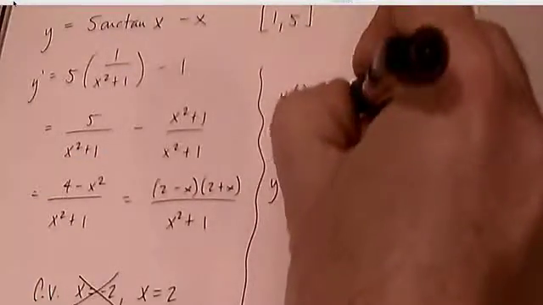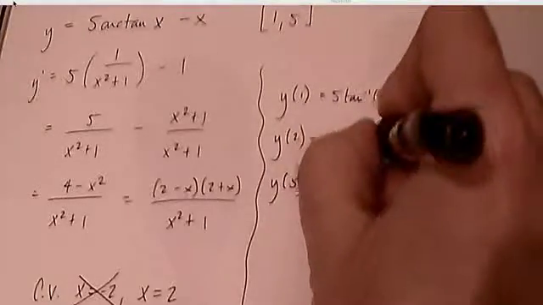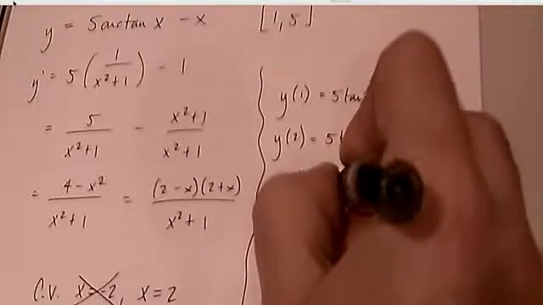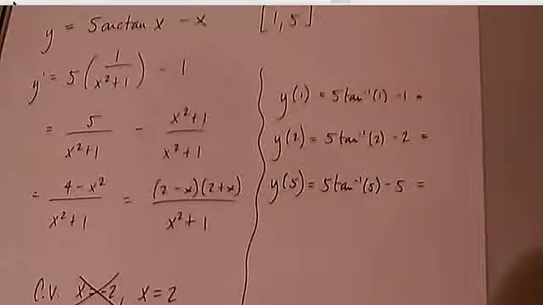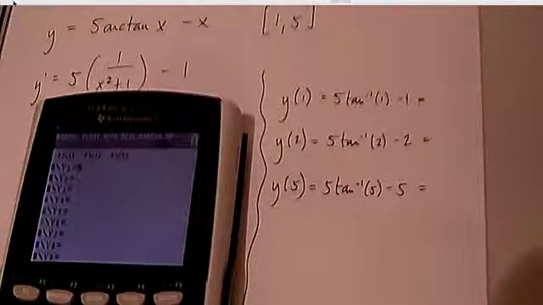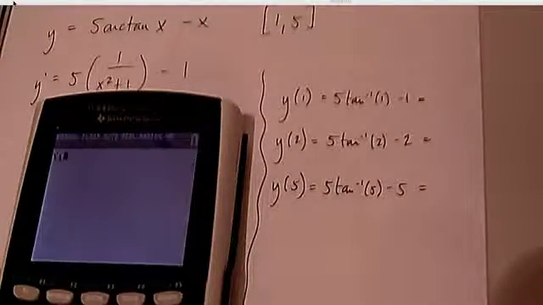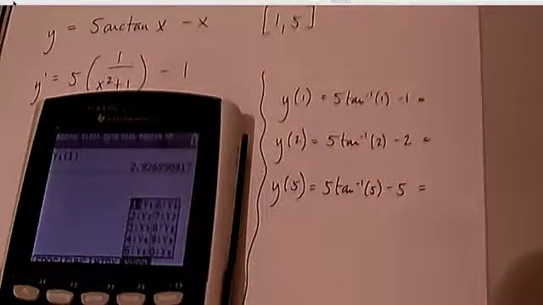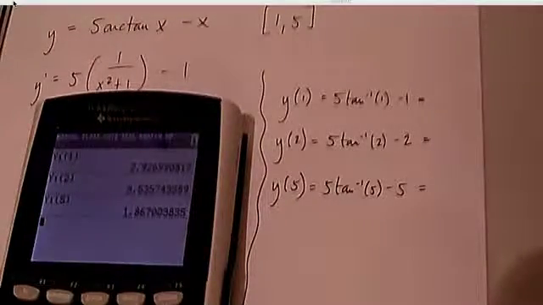So we have 5, and I'm going to use the inverse tangent right here simply to save space. Inverse tangent of 2 minus 2, and 5 times the inverse tangent of 5 minus 5. Well, inverse tangent of 1 ought to be easy enough. Inverse tangent of 1 is pi over 4, so 5 pi over 4 minus 1. But we can go ahead and plug those in. So how about 5 inverse tangent of x minus x? And if I do that, then basically all I have to do is y1 of 1, y1 of 2, and y1 of 5 in order to evaluate all three of those.